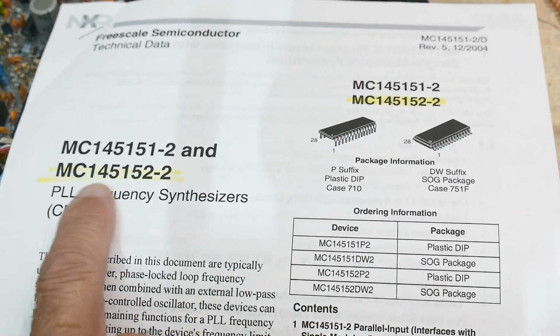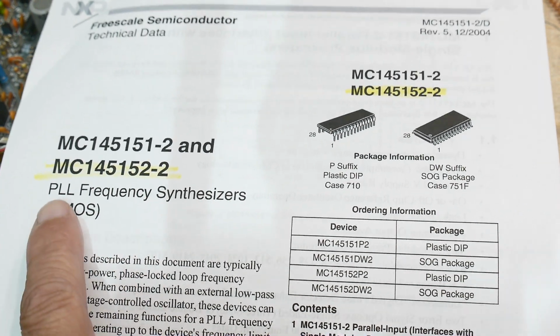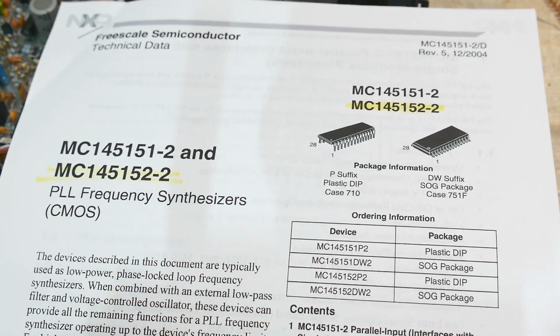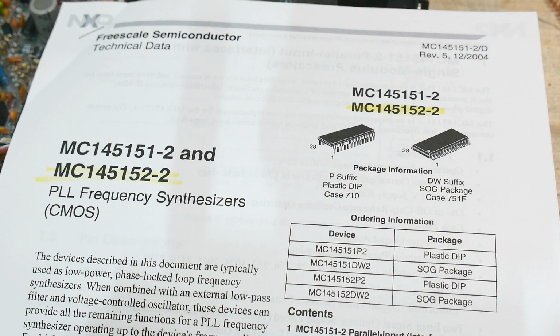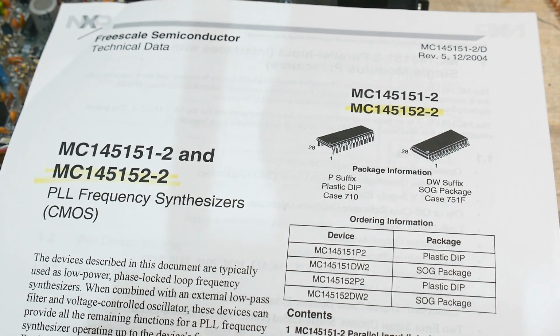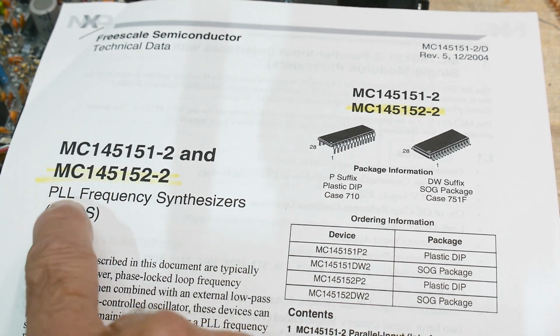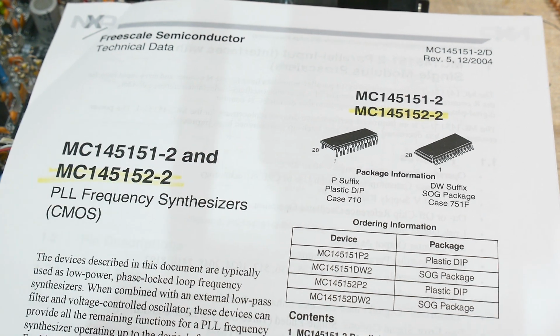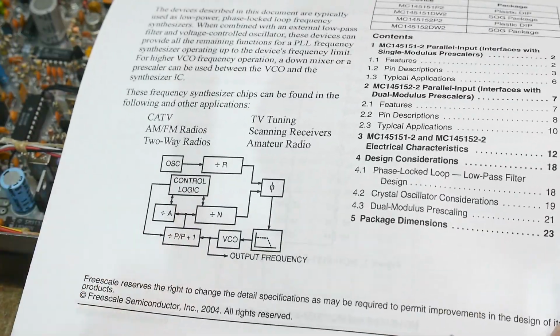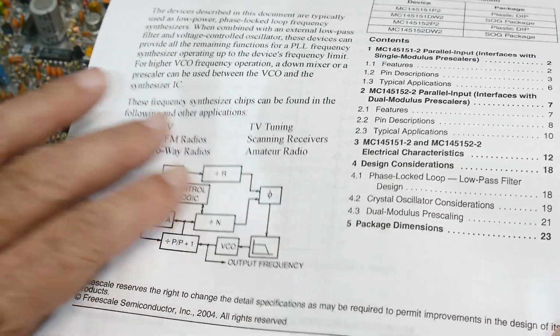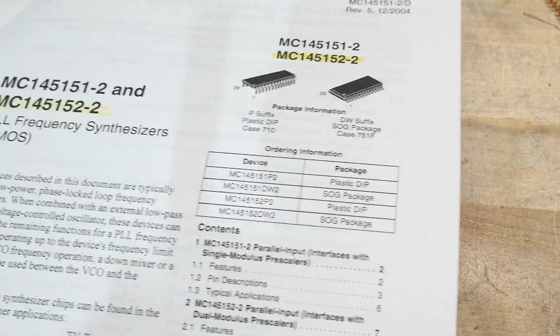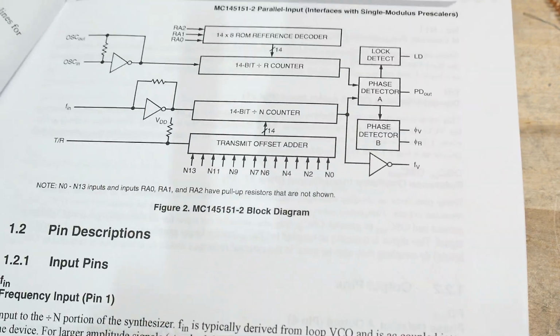All right, so we have the 145152. It is a phase lock loop frequency synthesizer. So we're going to be synthesizing a frequency, and we're going to be comparing it or locking it to the frequency that we have. It's going to compare the two. This is a block diagram, which is written really terribly. I'm going to rewrite that. We'll do that in a second, but let's take a look at this thing.